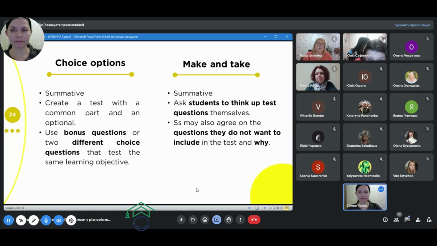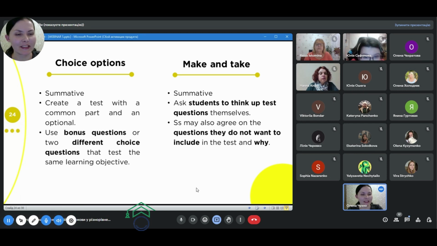Choice options. Also used for summative assessment. You create a test with some bonus questions, or you can give your students two different choice questions. So by doing so, you will give them a chance to choose.